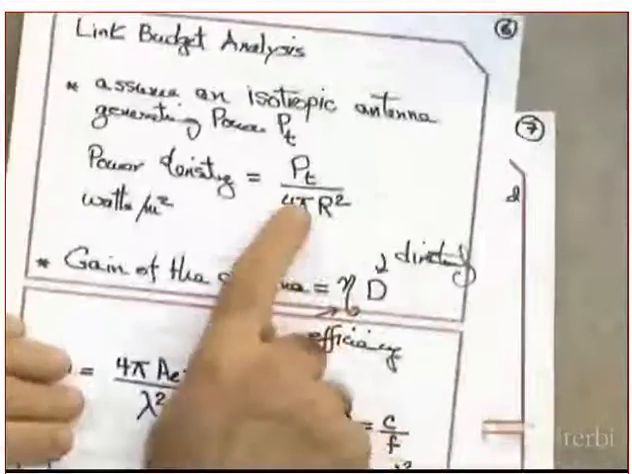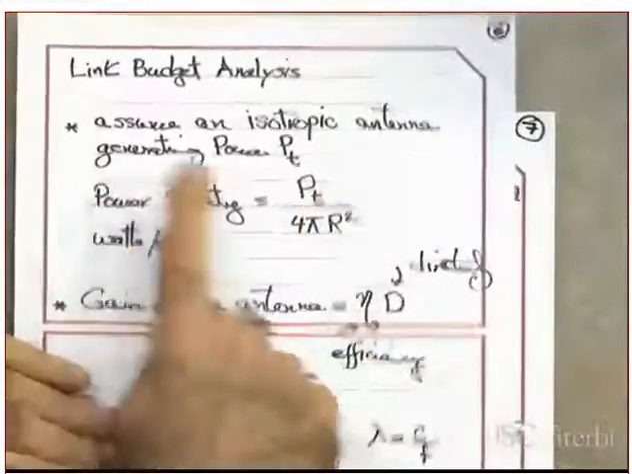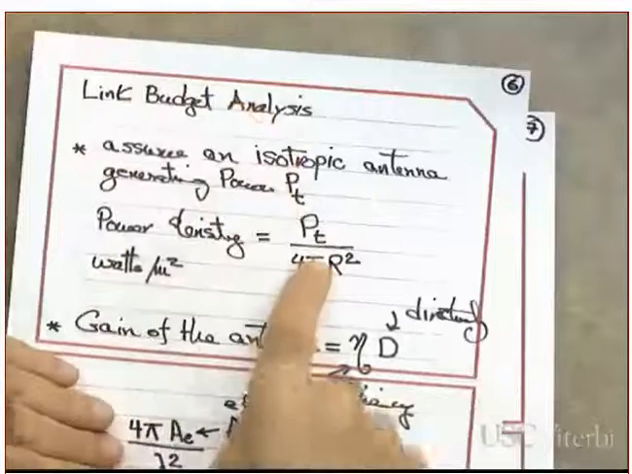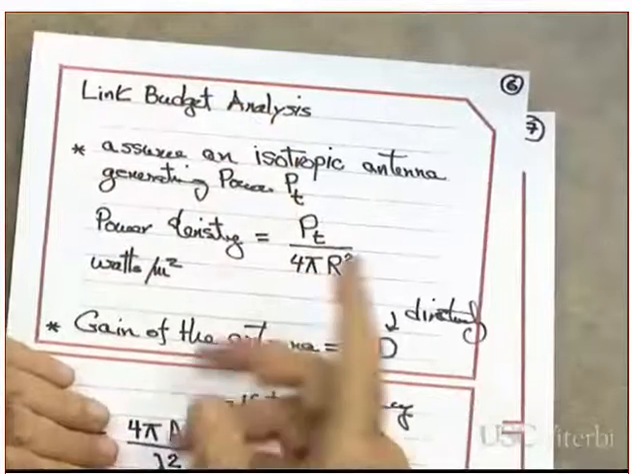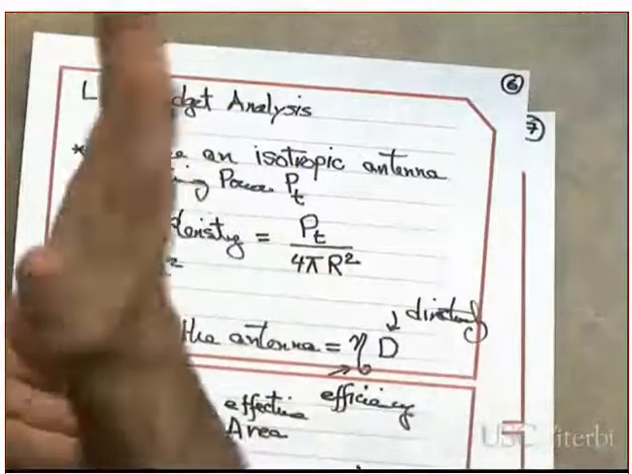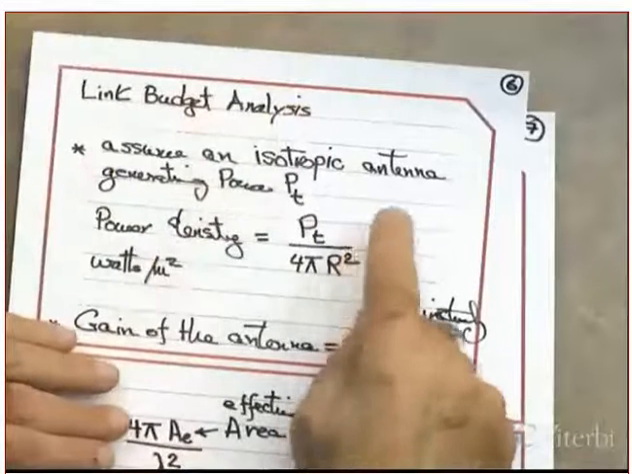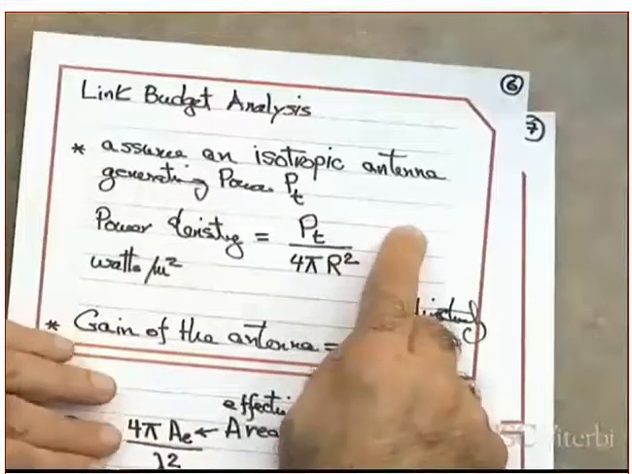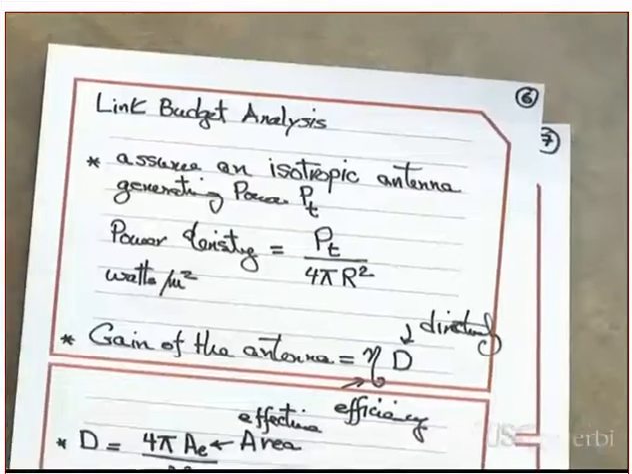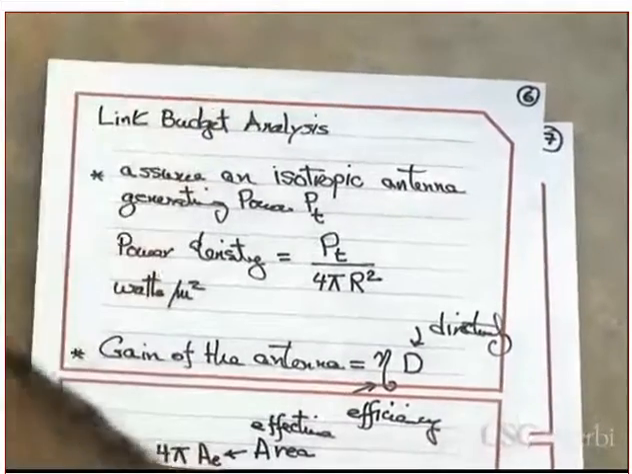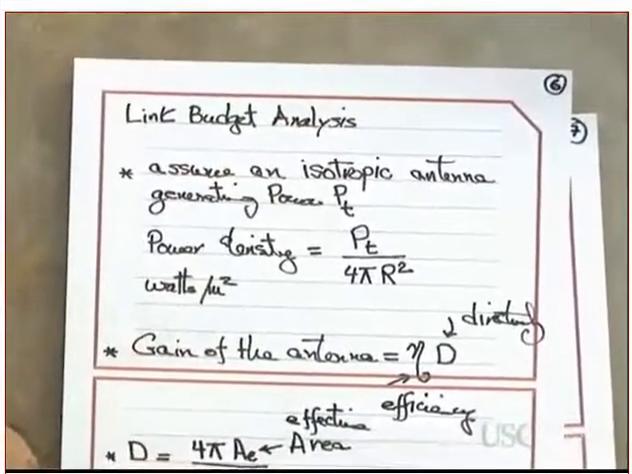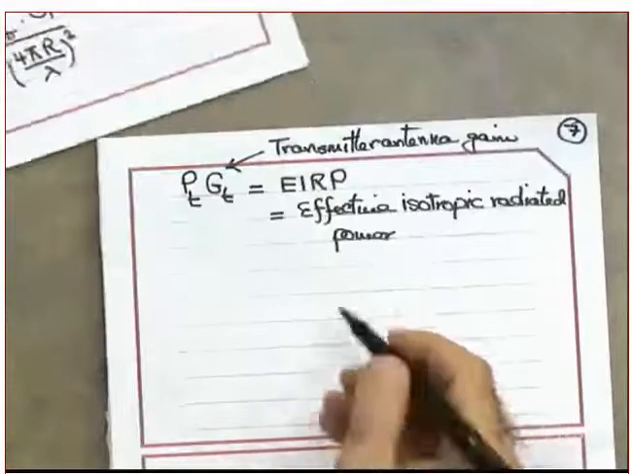When we started this, what was it? An isotropic antenna radiating in all directions. This is the power density. Now I'm going to assume that the antenna is not isotropic, so I need to multiply by GT. But that is equivalent to an isotropic antenna radiating at power PT GT with gain of 1. Did you get my point or not? Yes or no? That is called ERP.